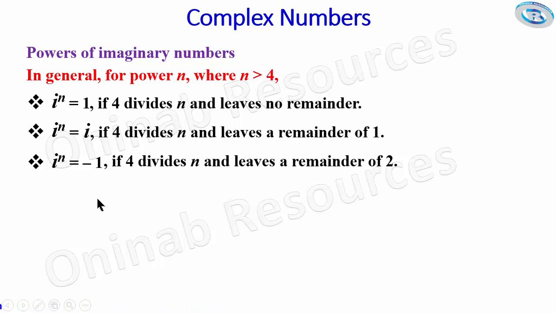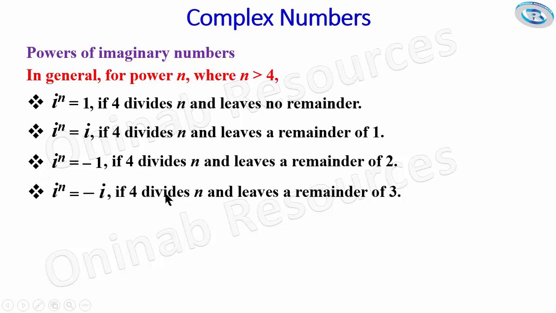And lastly, i raised to power n is equal to negative i if 4 divides n and leaves a remainder of 3. We saw that i raised to power 3 is equal to negative i from our previous slide. So the quotient times 4 to the power of i will always give us positive 1. So it is this remainder that will determine the value of i raised to power n. So that is it for powers of imaginary numbers.